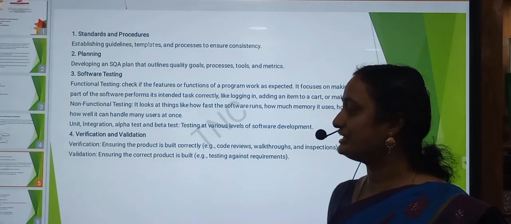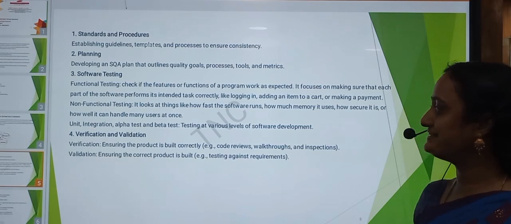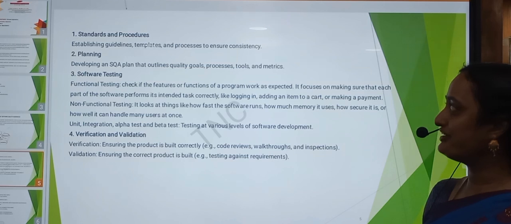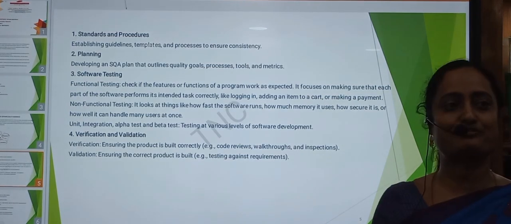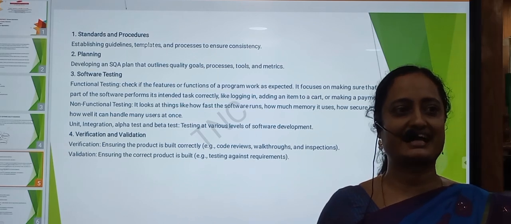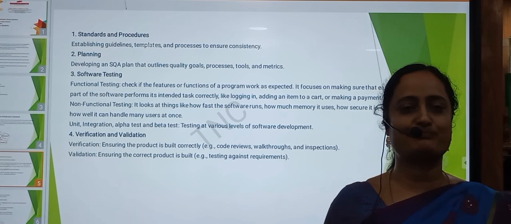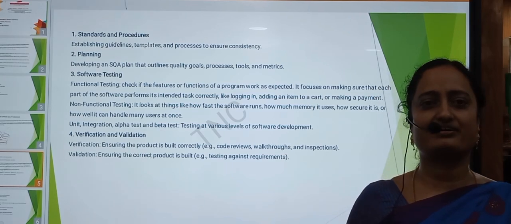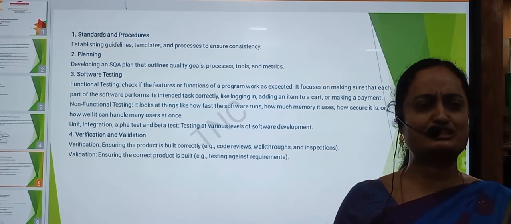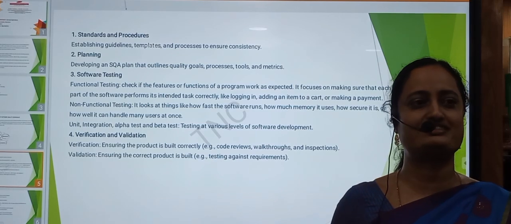So these are the components: standards and procedures, planning, software testing, verification and validation. We will see them one by one. First we are going to see standards and procedures. Establishing the goals, guidelines or templates is called the standards and procedures. Next we are going to see planning. Planning means developing an SQA plan to outline the quality goals.